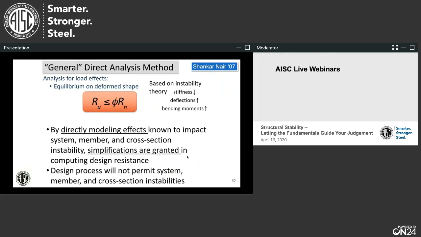Now, there's always a time when you roll out a new method, like we did, that you have to name it. The natural name for us was a direct method. It had analysis, so we called it the direct analysis method. In hindsight, it did cause some confusion because people thought it was an analysis method, not necessarily a design method like the effective length method. It probably would have been better had we called it the direct modeling method. But that ship has sailed, and here we go.